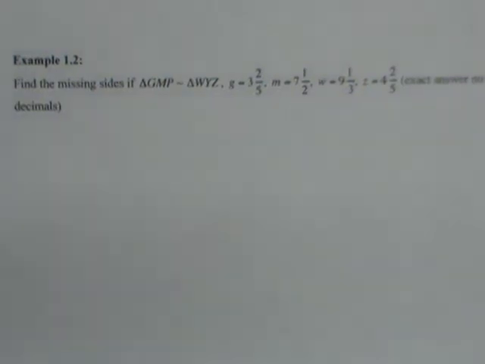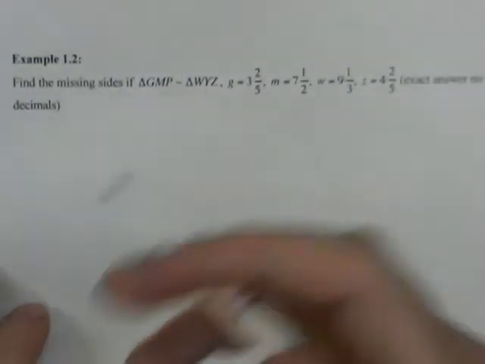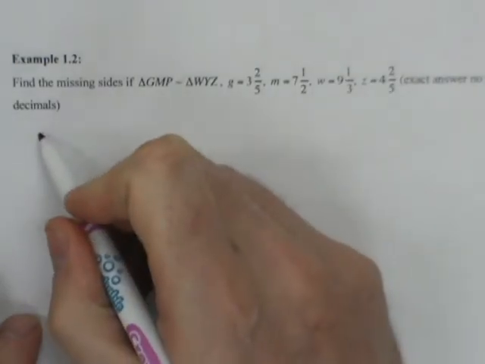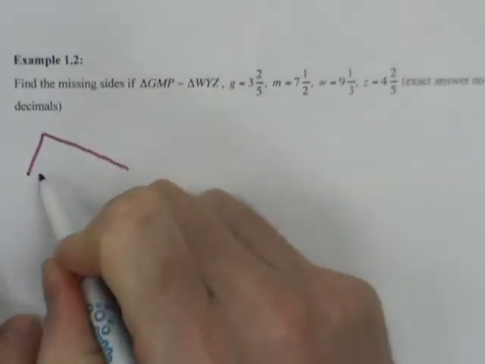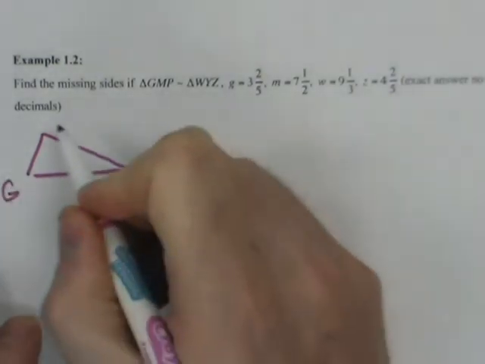I've done a second example with this missing triangle where I don't have a diagram to work off of. So again, you have to start off with some kind of triangle. It doesn't matter what it looks like. I'm going to make this one like this. I'm going to call it GMP.